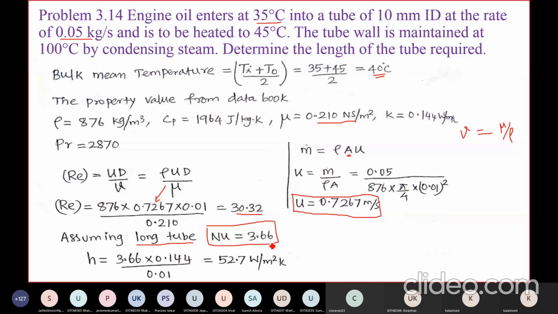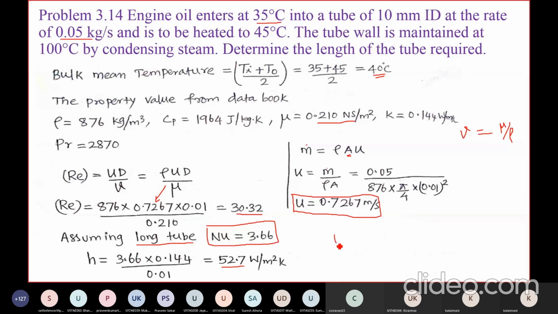So I am using this relation to find out the convective heat transfer coefficient. h is equal to the Nusselt number 3.66 into the thermal conductivity k value 0.144 divided by the diameter 0.01. We find out 52.7 watt per meter square Kelvin. But our question is to determine the length of the tube. So to find the length of the tube, first we have to find the heat transfer. Okay, how much heat is transferred from the pipe to the fluid, that is the convective heat transfer.